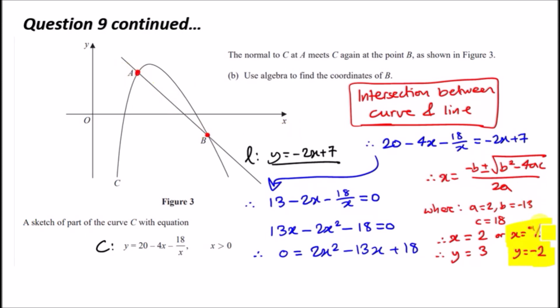So using 9 over 2, plug this x-coordinate into any single equation. You could plug it into the curve or the line. I used the line and I got minus 2. And just to verify, I used the curve next and also got minus 2. And that's it, guys. That's literally it.